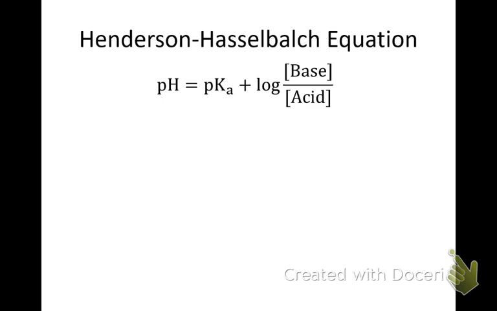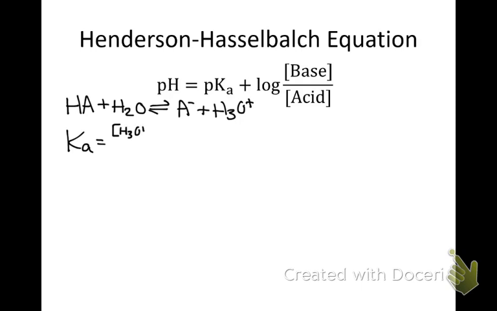Okay, so you may wonder, where does the Henderson-Hasselbalch equation come from? Really, the Henderson-Hasselbalch equation is just a restatement of the Ka expression. So if we consider a weak acid in water, we know that it will dissociate to form the conjugate base form plus H3O+. And we further remember that the Ka expression for that reaction will be the H3O+ concentration times the conjugate base concentration divided by however much of HA we have at equilibrium.